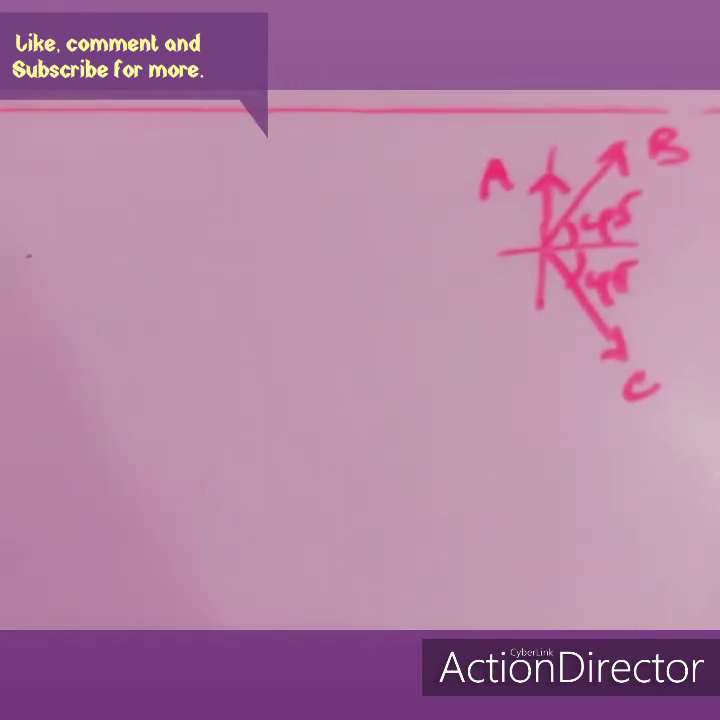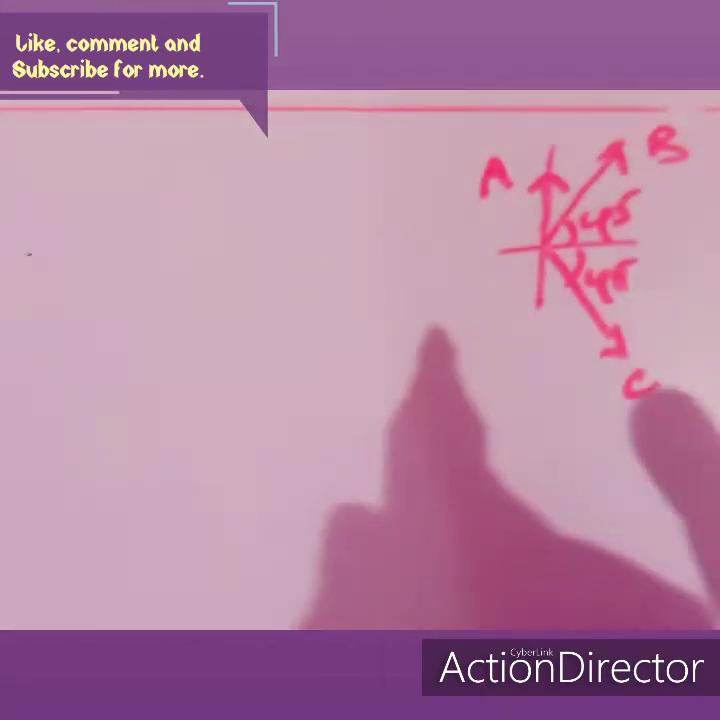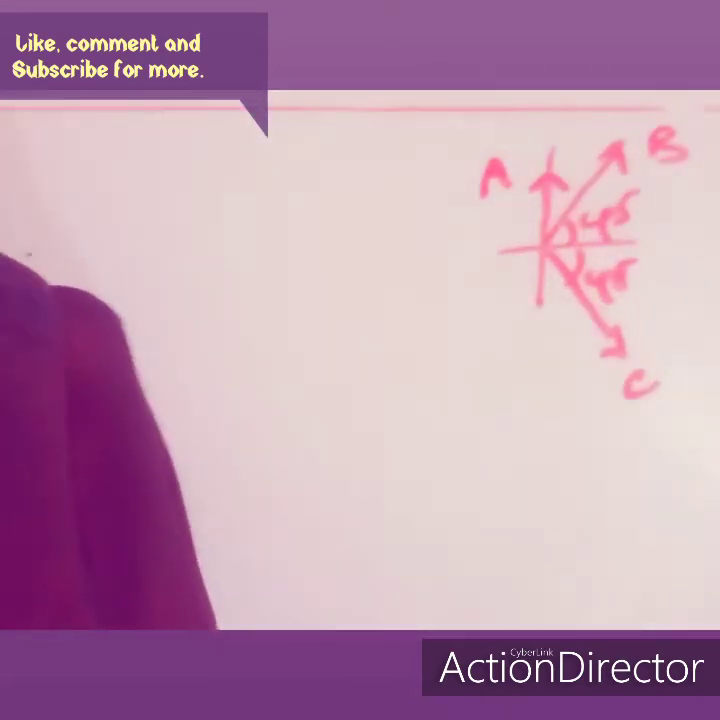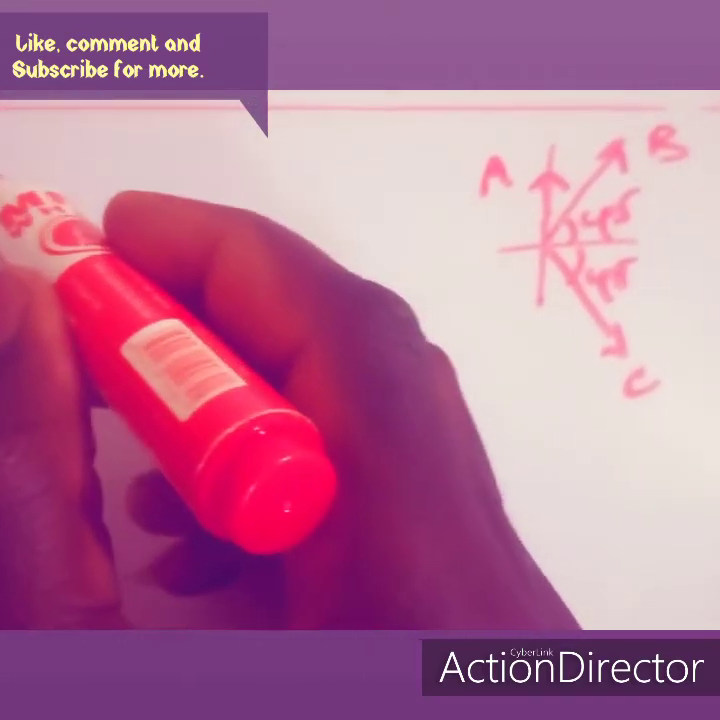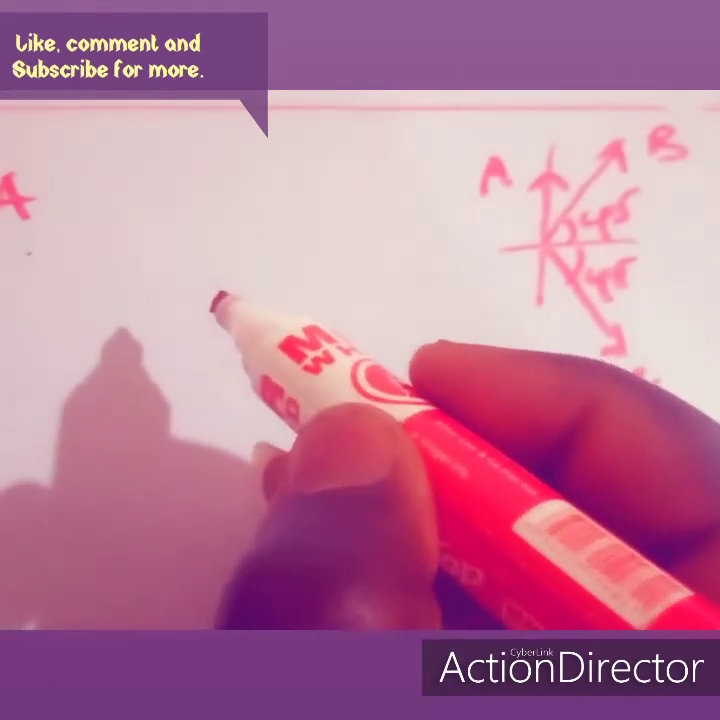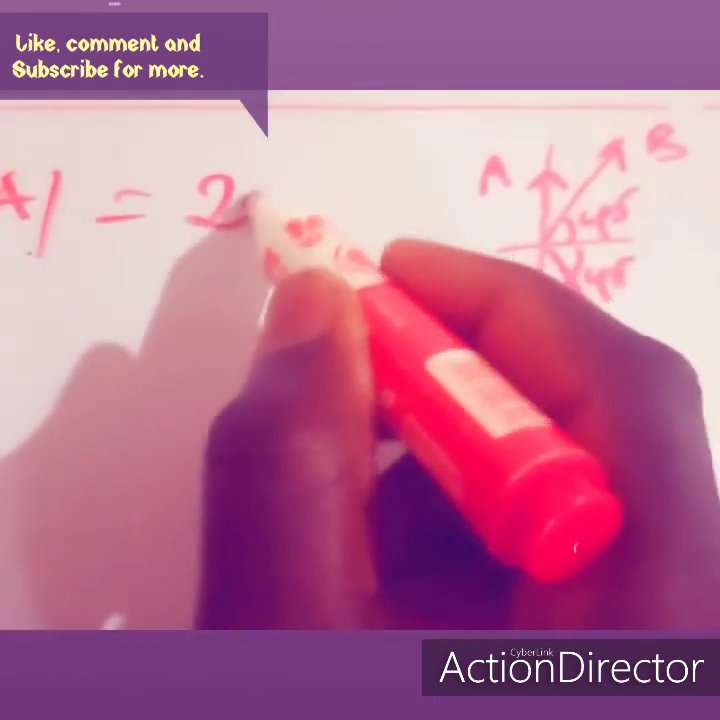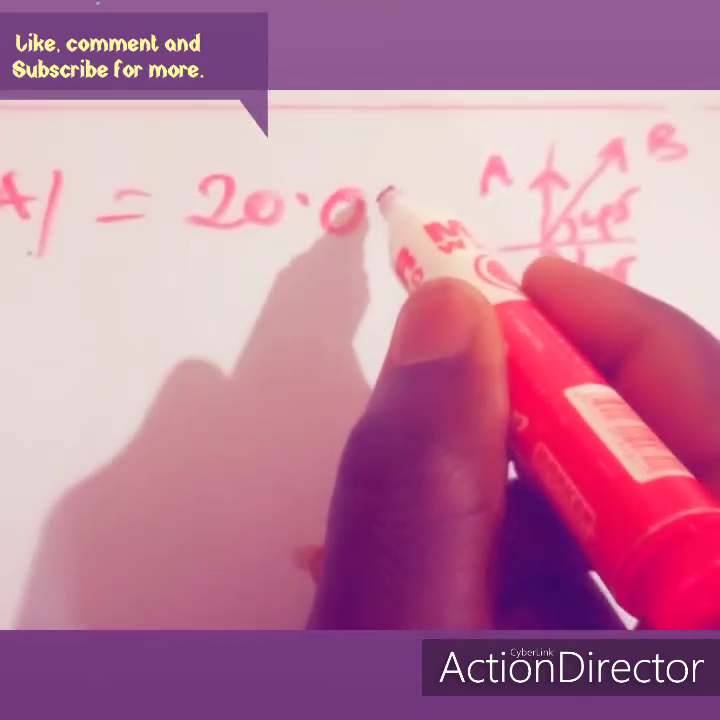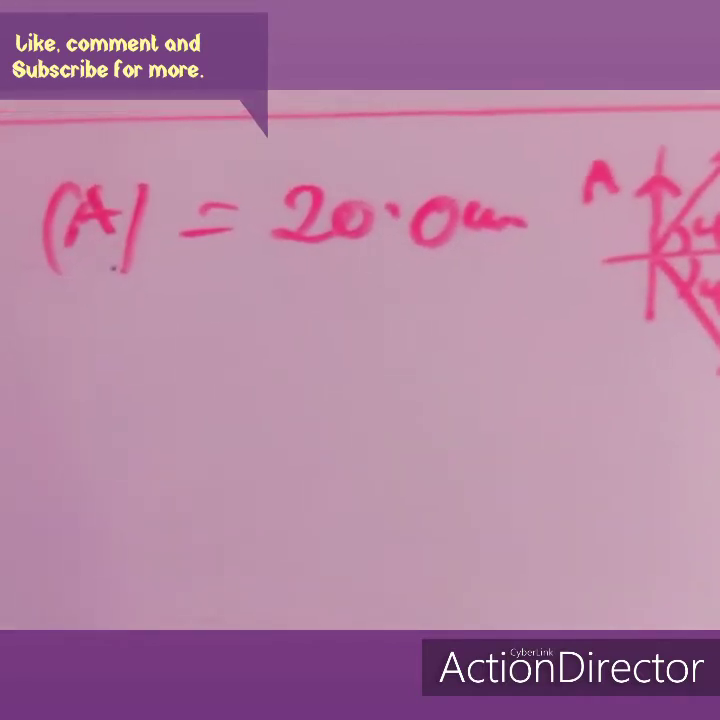Okay, so what we'll do here is, one, we start with the A. So the A there, if we resolve them into components, our A with magnitude A equals 20.0 units. Okay, let's do that.